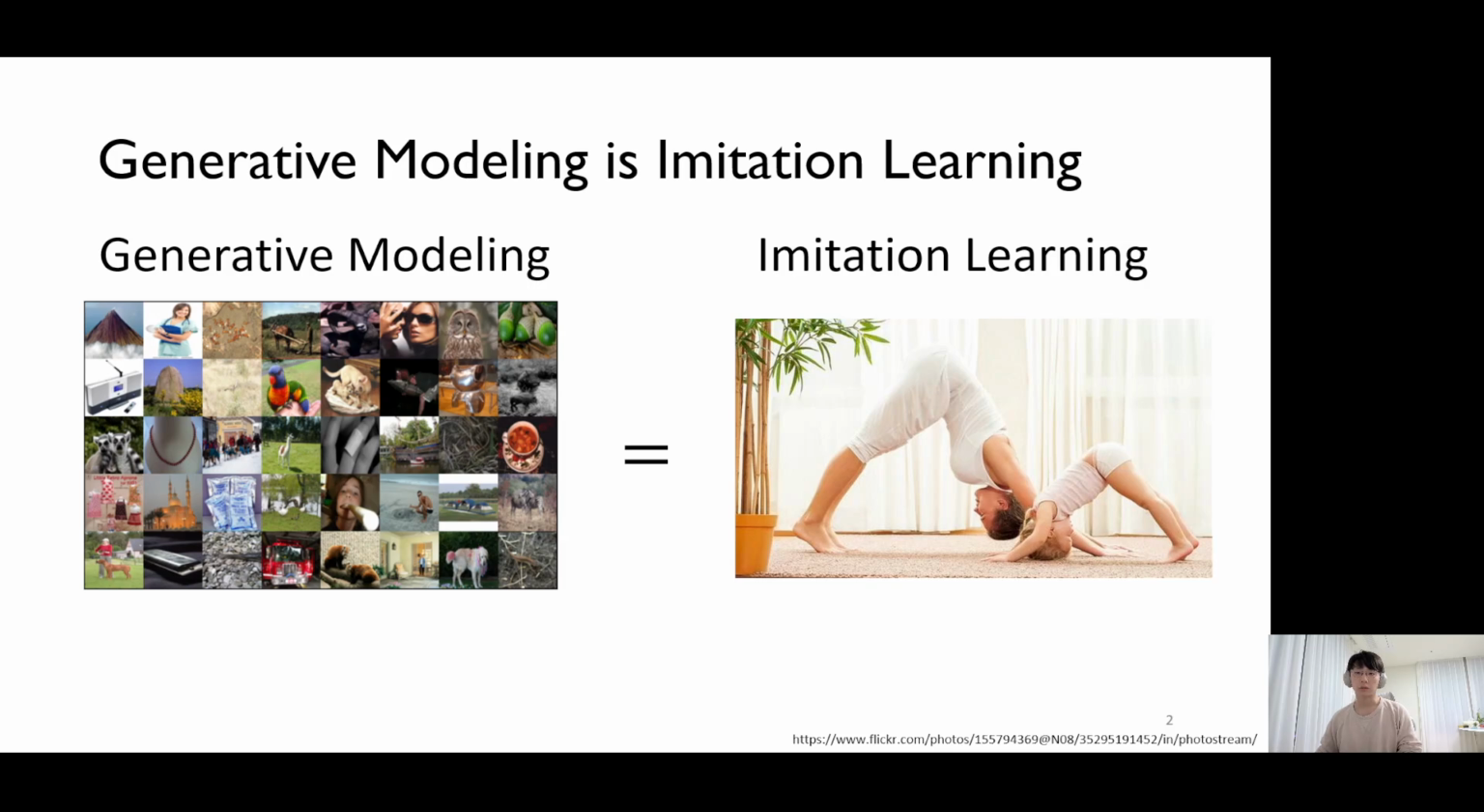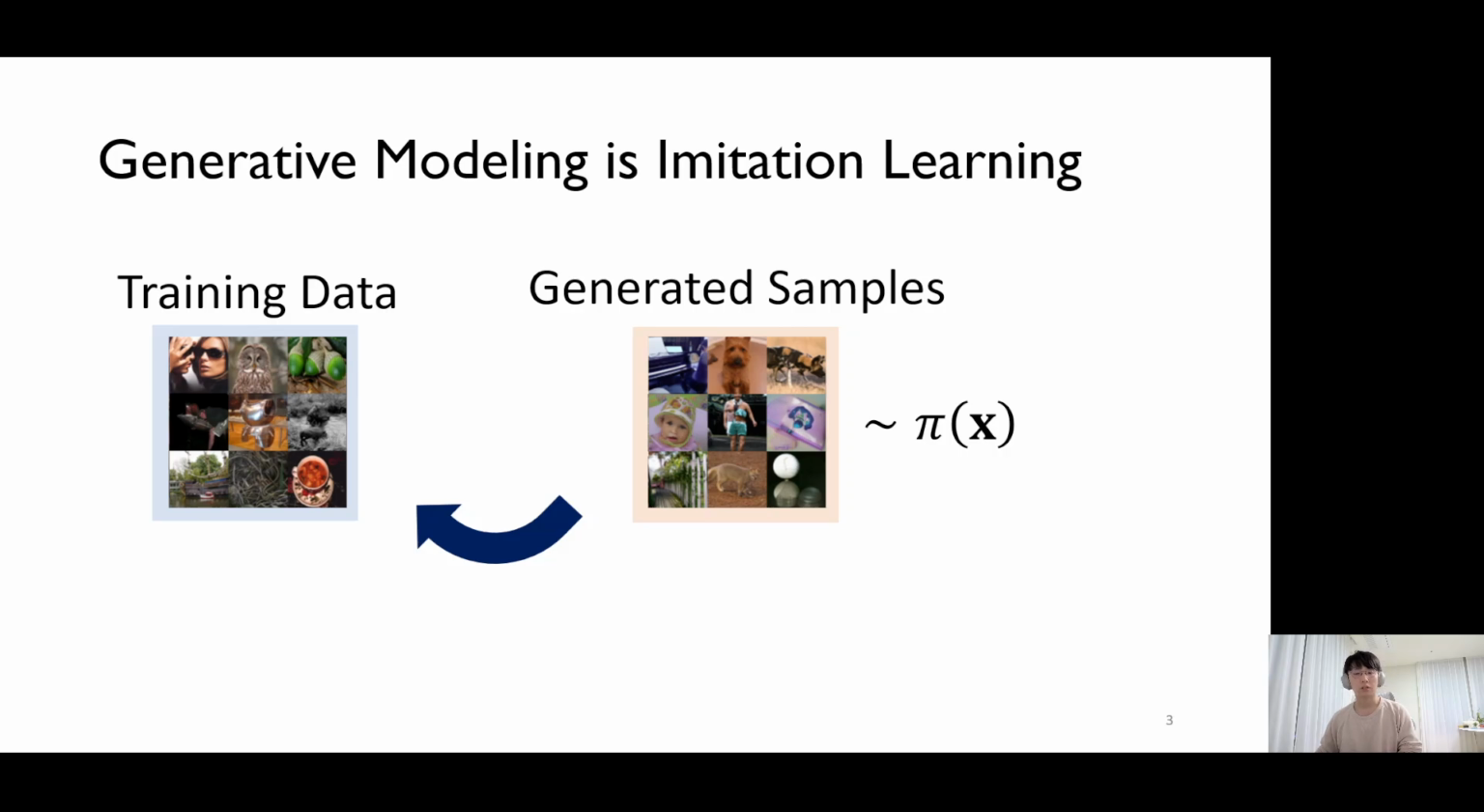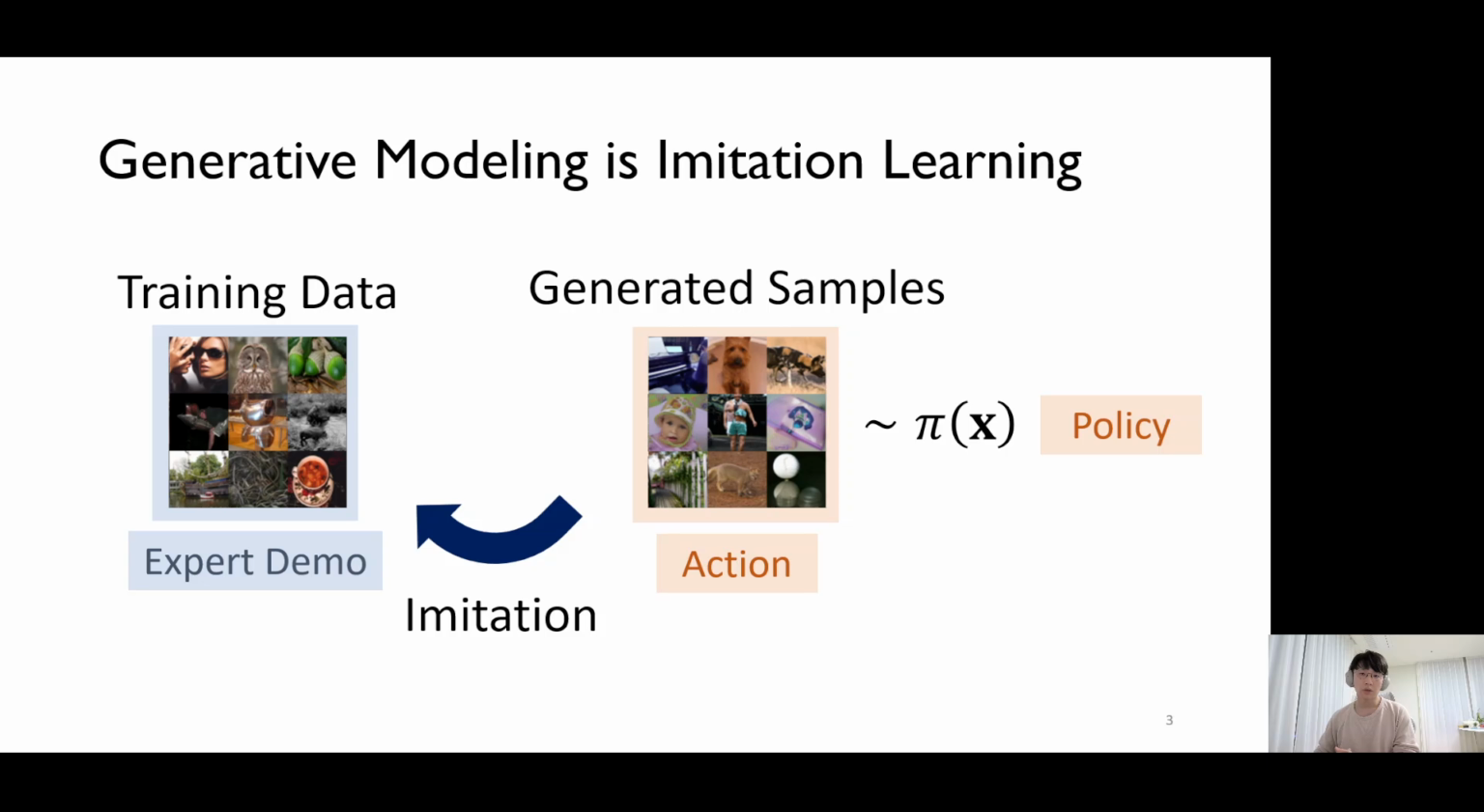The main idea we want to disseminate through this work is that generative modeling can be seen as an instance of imitation learning. In generative modeling, we train a model that generates samples resembling the training data. This process is a form of imitation learning, where the training data is expert demonstration, each generated sample is an action, and the generative model is a student policy. This one-to-one correspondence between the two lets us import techniques developed for imitation learning to solve problems in generative modeling.